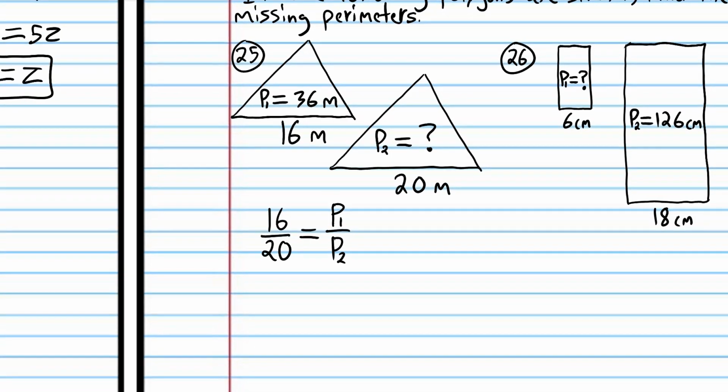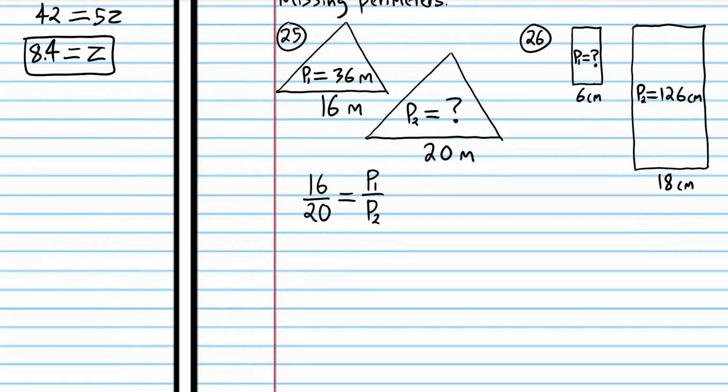That's what the theorem says. It's pretty simple. Now I know that P1, we're given P1. It's 36 meters. So I can just plug that in. And now we'll just solve.